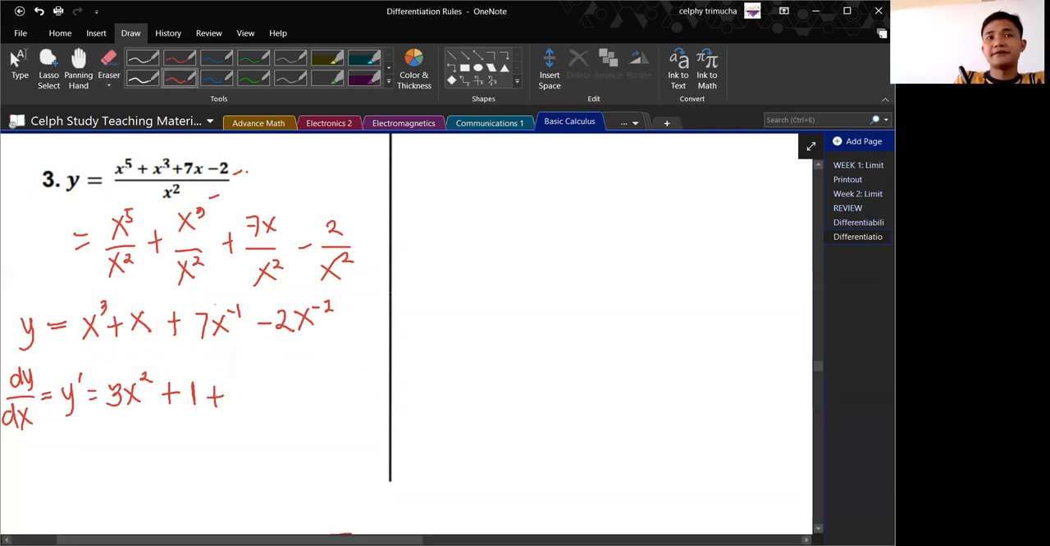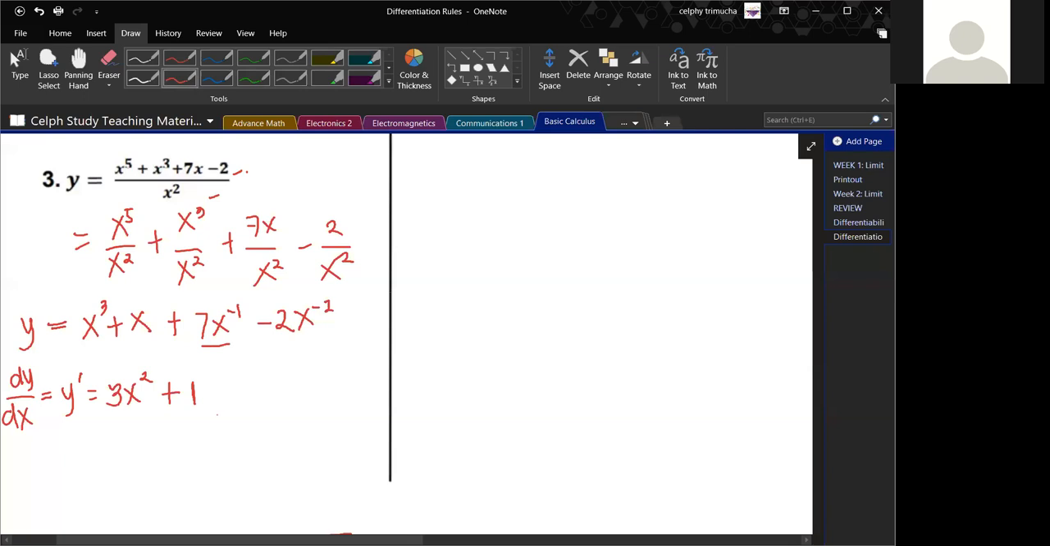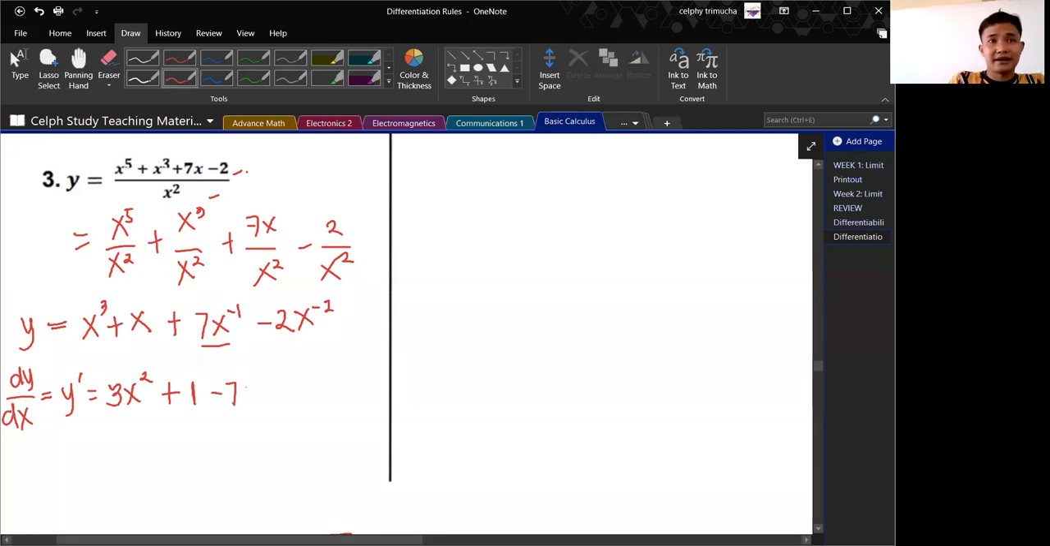Next, plus 7x raised to negative 1. Derivative ng 7x raised to negative 1. So take note naman liwat ha, negative aton exponent. Negative 7x raised to negative 2. So we have multiply talang negative 1 times 7, so will be negative 7. So minus 7x, copy ang variable. Then minus ka sa imo nga exponent. So negative 1 minus 1, that will be negative 2.